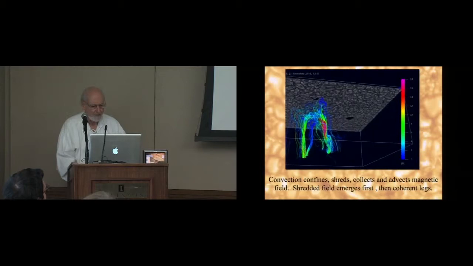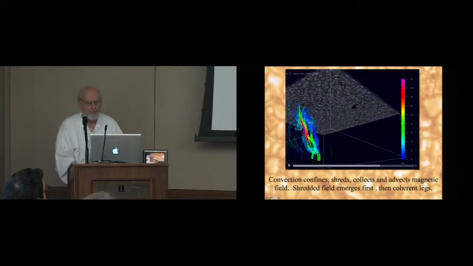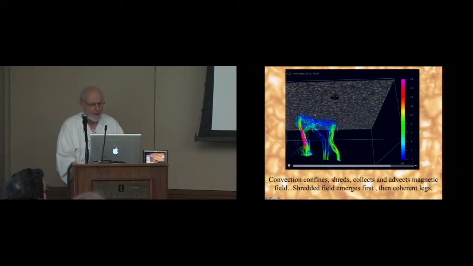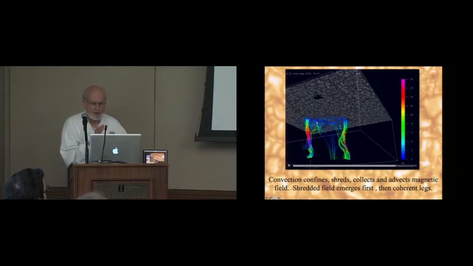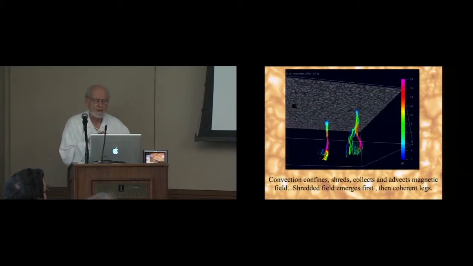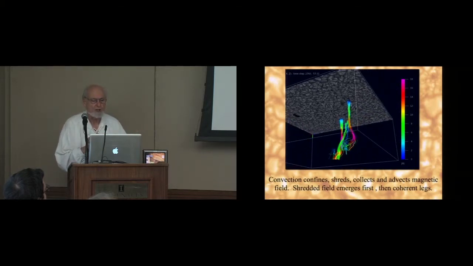But you can see how the large-scale loop comes up to the surface. It gets shredded by the convection as it's coming up to the surface. And so it first goes through the surface in this very mixed polarity kind of thing. But then the small-scale stuff goes up into the atmosphere, and you're left with the legs of this large-scale loop, which are then the feet of the bipole, which is forming the active region.